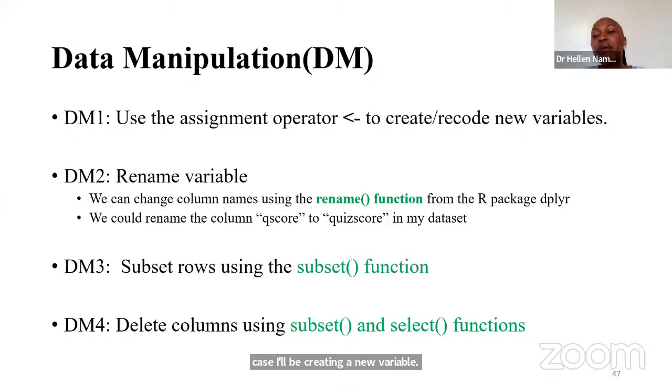I can use the rename function to rename a given column. All these functions are within the Tidyverse package. That is all that you need. Tidyverse has got many nested packages in it. I can also subset the rows. For example, if I've got first year and second year students, I can subset the rows and work with only first year students, or I can subset my data set and work with only the second year students. I can delete the different columns by using both the subset and the select functions.